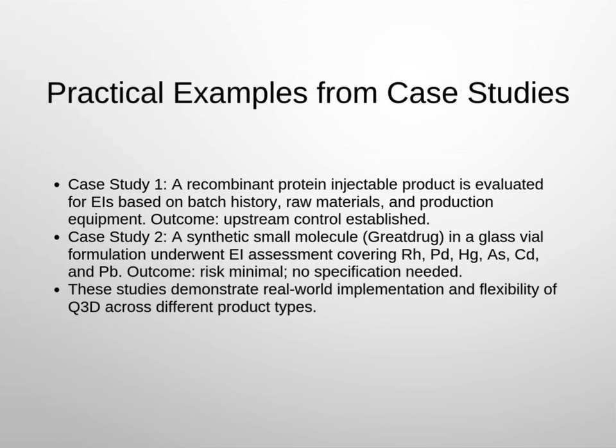Nothing explains theory better than real-life examples. In Case Study 1, a parenteral protein drug was assessed using batch data and raw material screening. Most EI risks were mitigated through supplier controls. Case Study 2 involved a synthetic small molecule called Great Drug. This injectable product was assessed for RH and PD from catalysts and PB from glass vials. With effective purging and qualified packaging, risks were minimal. These examples demonstrate that Q3D is not one-size-fits-all. It's about context and risk-based flexibility.